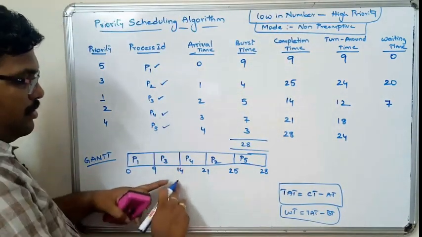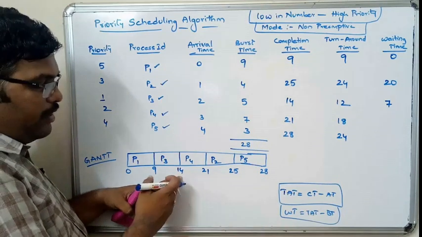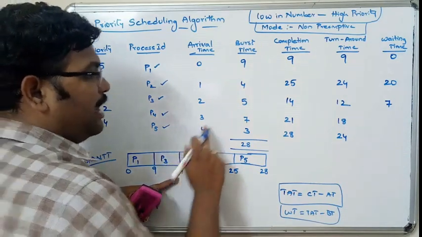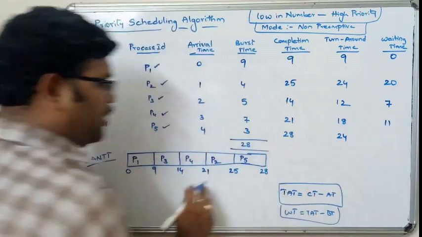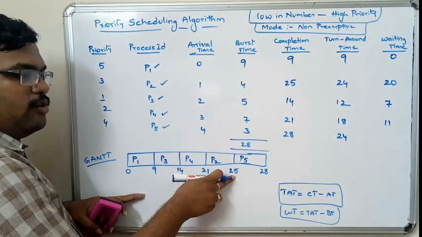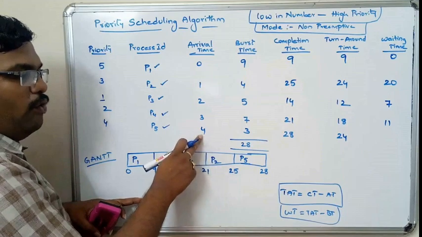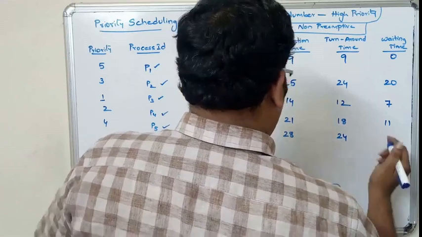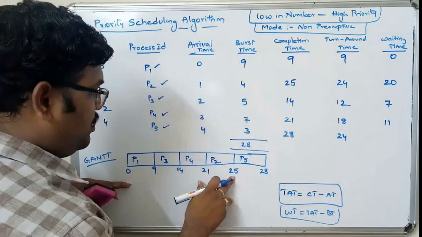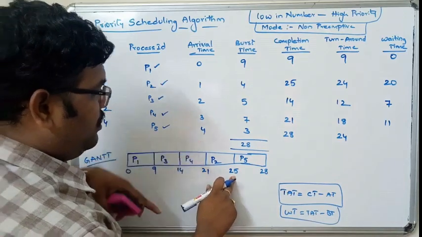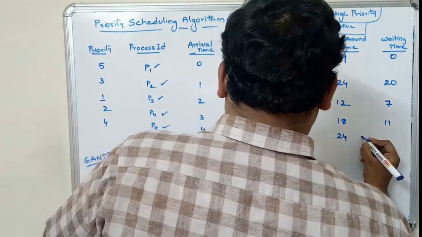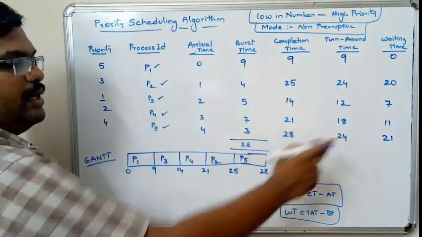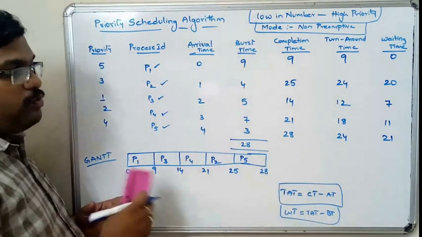Next, P4. P4 is allocated to the CPU at 14, arrived at 3. So 14 minus 3, it's 11. So 18 minus 7, it's 11. Next, P5. P5 is allocated to the CPU at time 25 and arrived at 4. So 25 minus 4 is 21. Right, 21. So 24 minus 3 is 21. Hope you understood this one.